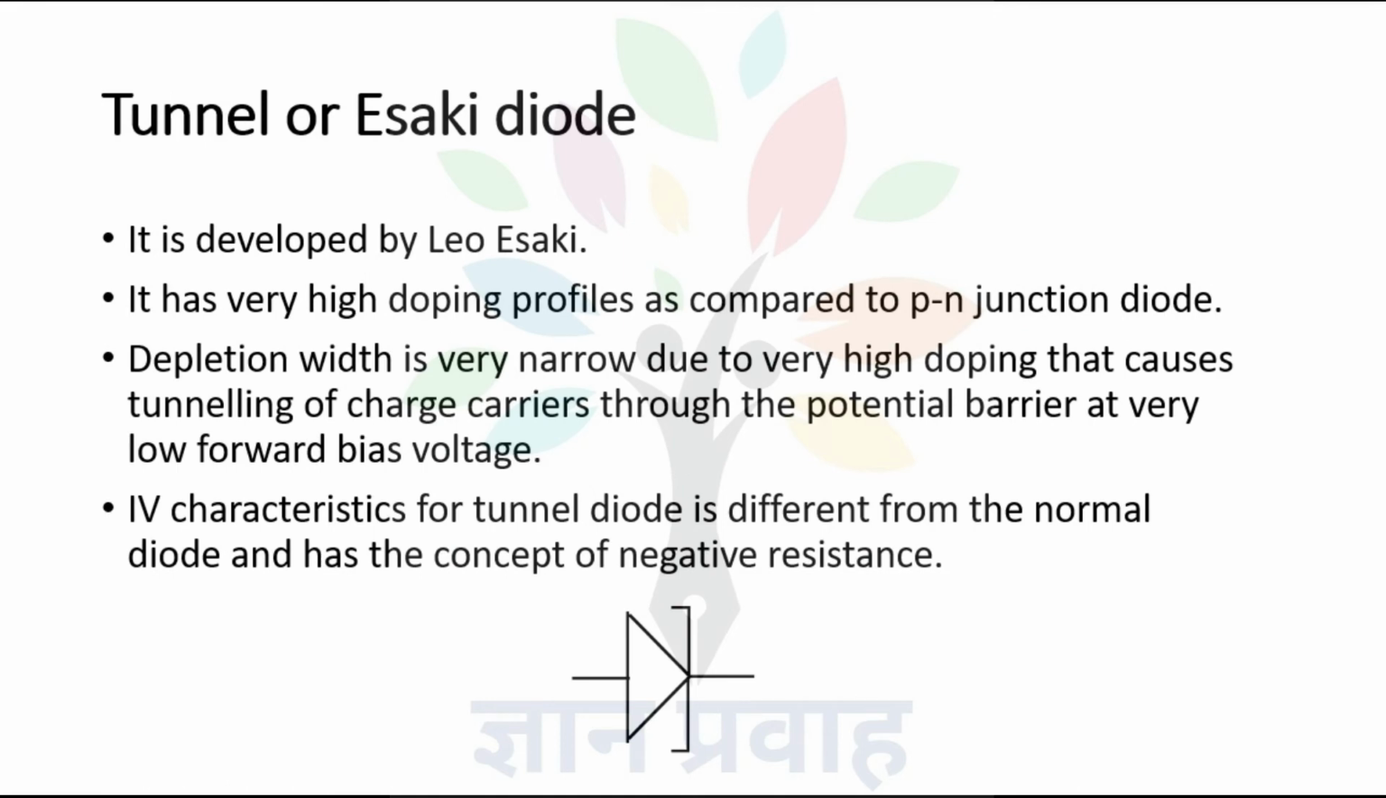Tunnel diode, or Esaki diode. A tunnel diode was developed by Leo Esaki. In the tunnel diode, highly doped n-type and p-type materials are used. This high doping of p-type and n-type materials causes a very narrow depletion region, so narrow that charge carriers easily cross this depletion region and tunnel from one region to another. Holes tunnel from the p-type region to the n-type region and electrons tunnel from the n-type region to the p-type region easily.